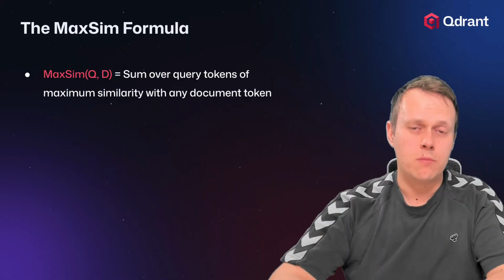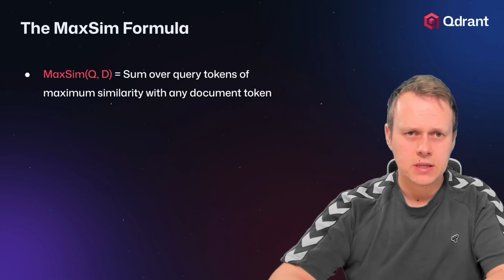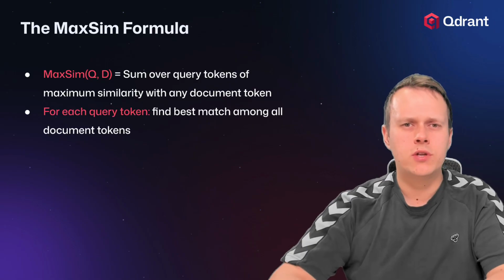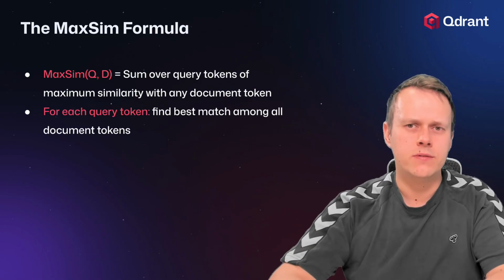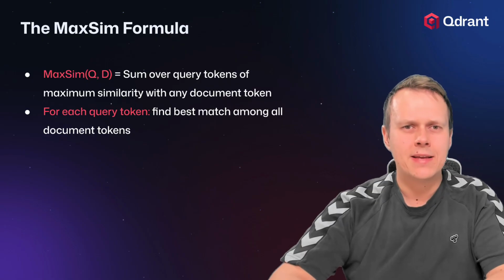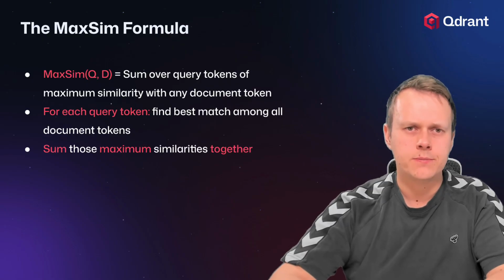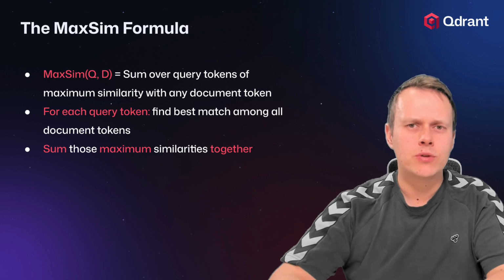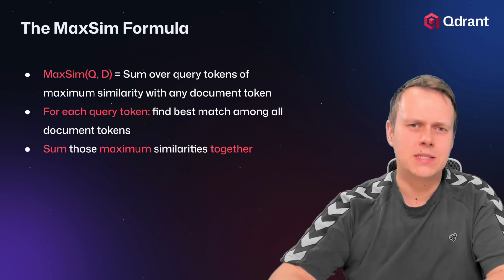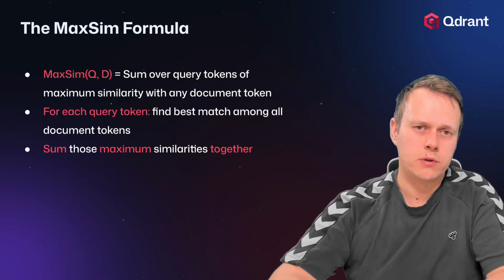MaxSim stands for maximum similarity. It's how we compare sets of vectors in late interaction models. Here's how it works. For each query token, we compute its similarity with every document token and take the maximum. We find the best match for that query token. Then we sum all those maximum similarities together. Each query token contributes its best match to the total score. The total MaxSim score is the sum of these best matches across all query tokens.